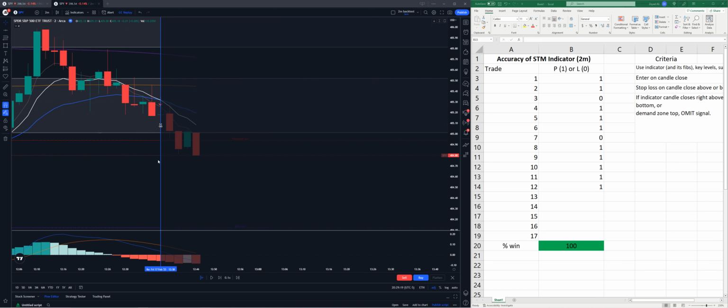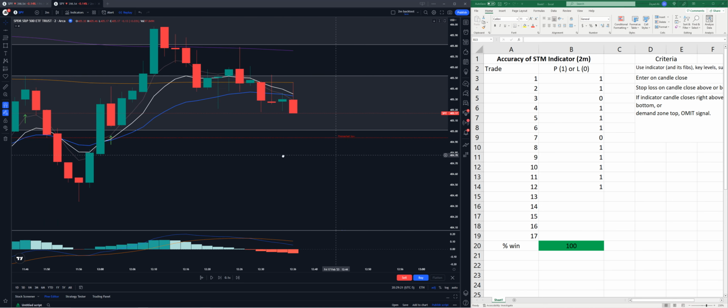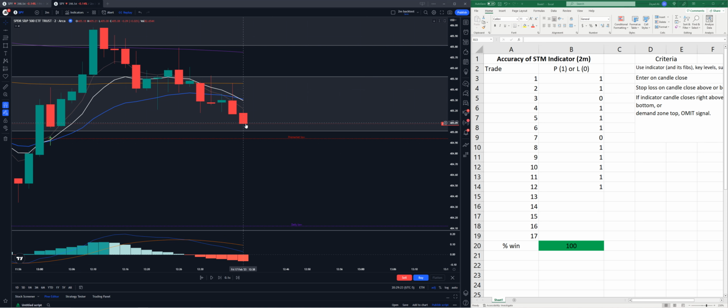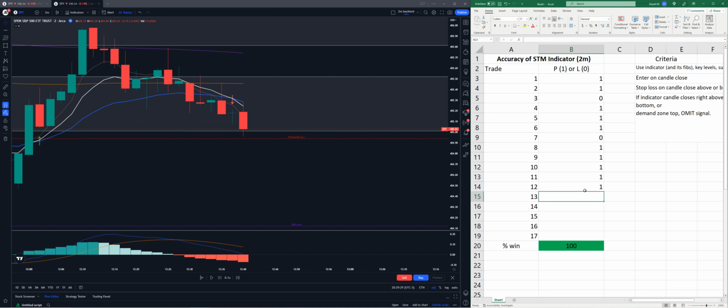Oh, oops. Anyway, I keep skipping just because this video is taking forever. Sell signal right here. We're going to scalp this to the bottom of this zone. Stop on a close above the 21 EMA. Take our profits right there.